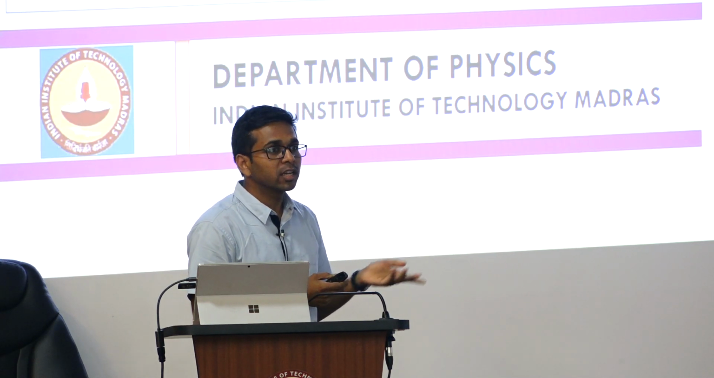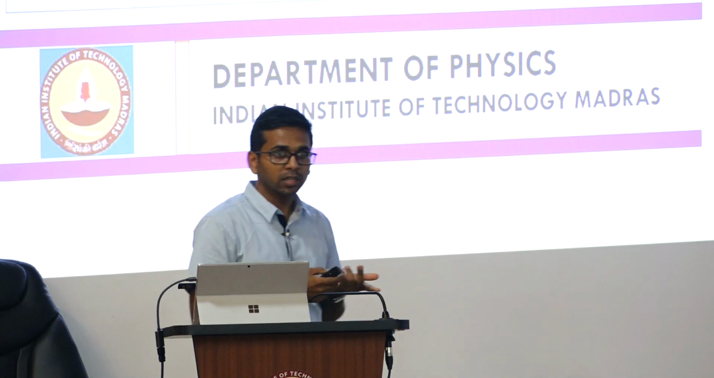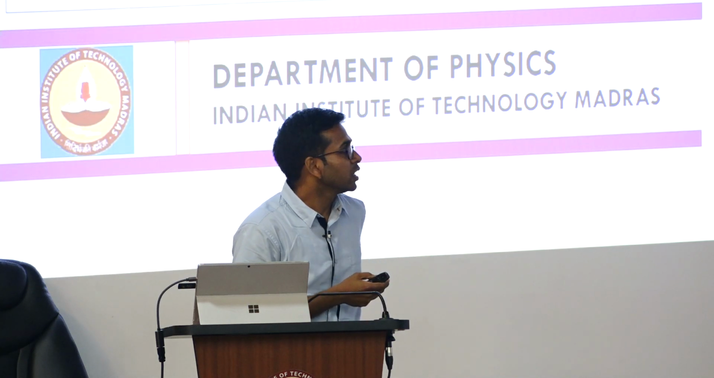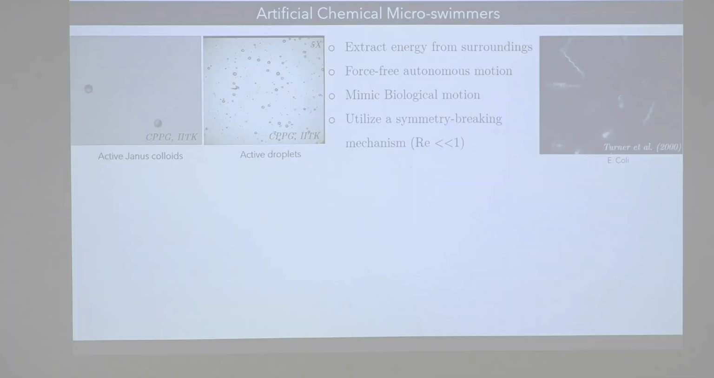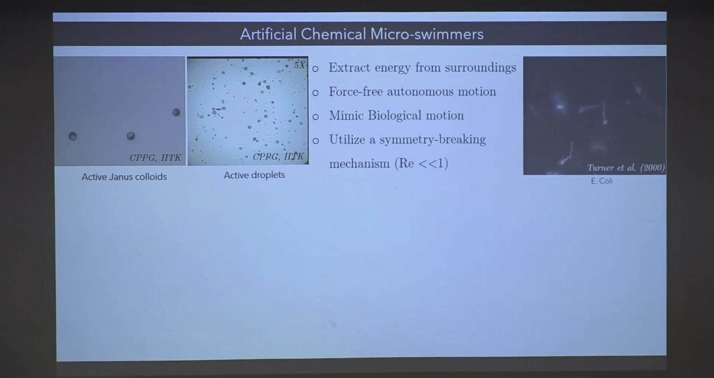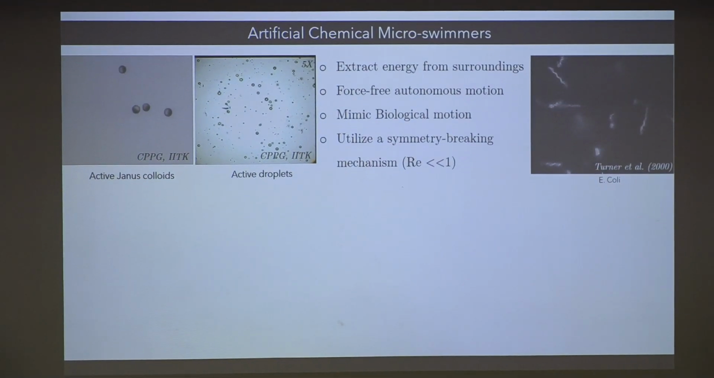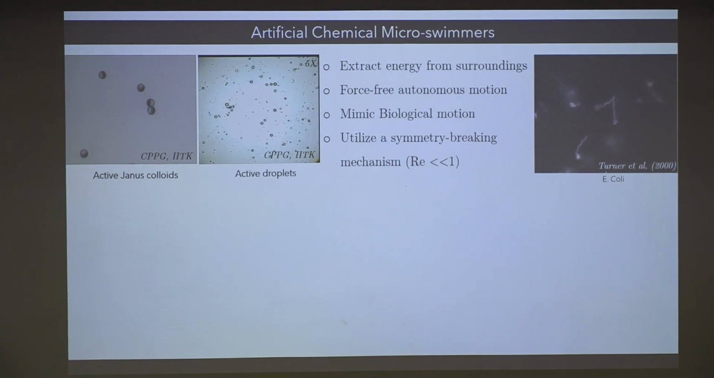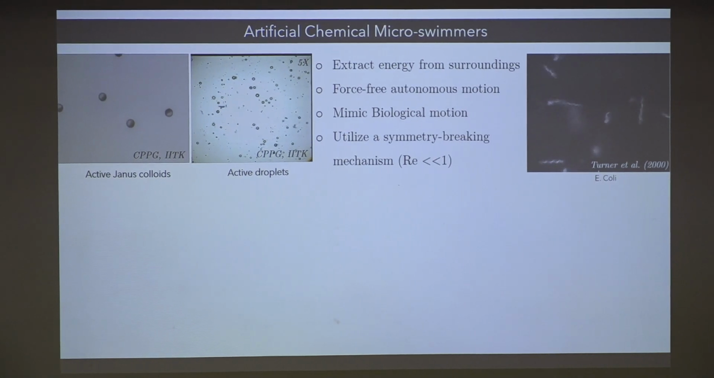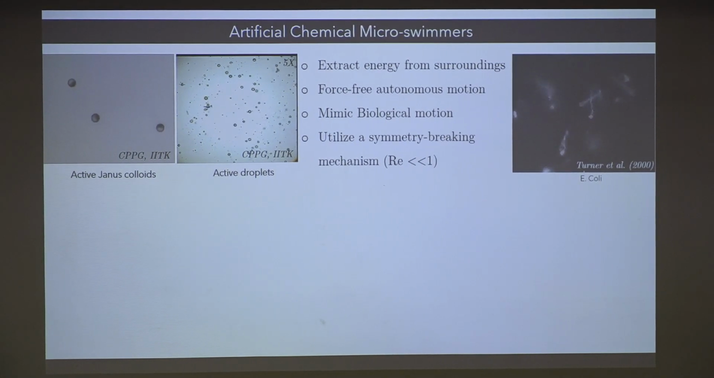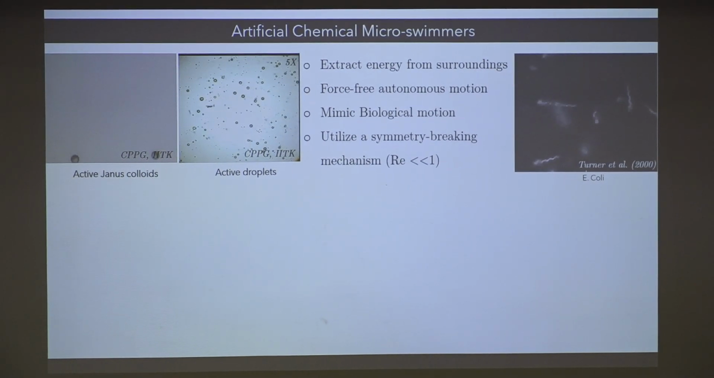So my group at IIT Kanpur focuses on experimental investigation of a variety of soft matter materials, including colloidal suspensions and polymers, and we have been active in the area of artificial swimmers as well. These are entities which can extract energy from their surroundings and use it to self-propel themselves. In this process, they remain overall force-free while doing the autonomous motion. Their motion somehow resembles the motion demonstrated by biological microorganisms such as E. coli, which is a very commonly known bacteria.